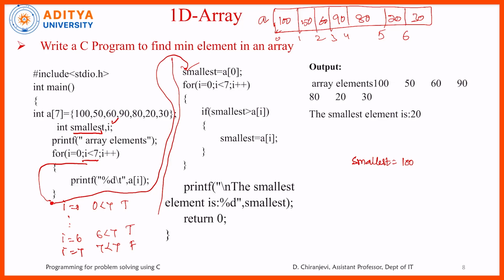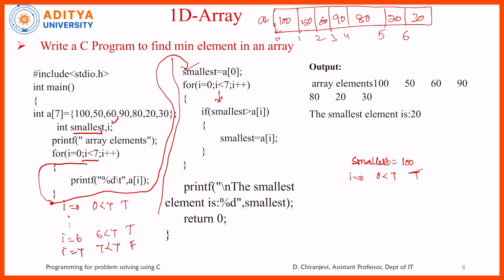Now you will start. Your index i value is 0. Now 0 less than 7, that is also true. If it is true, what will you check? You will check whether smallest is greater than a of i. The smallest value, you know, is 100. Control will come inside that loop.